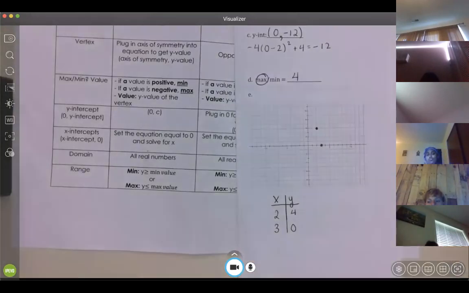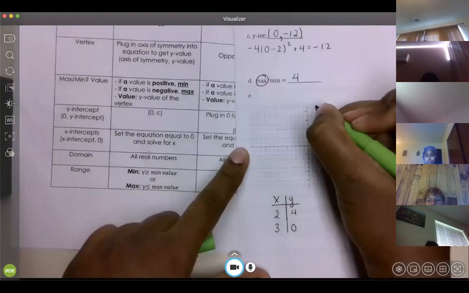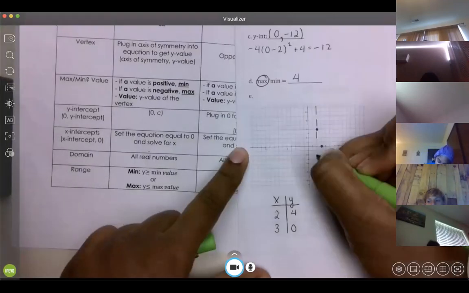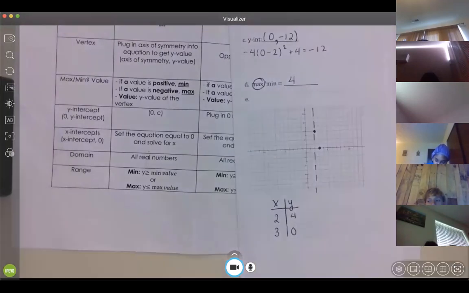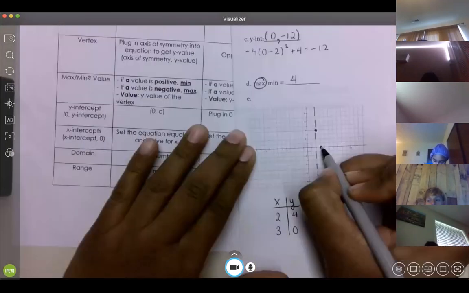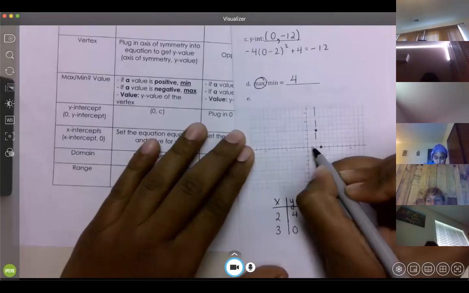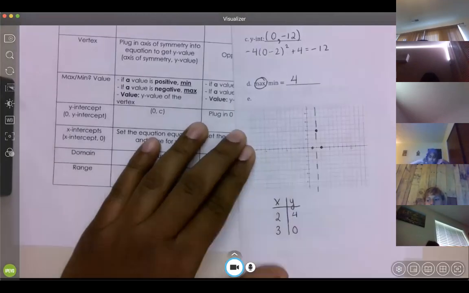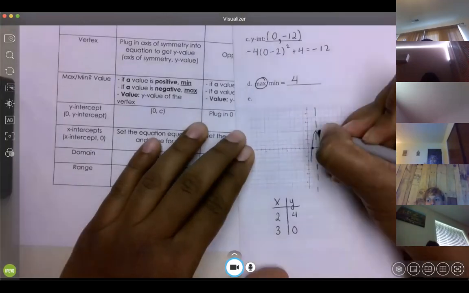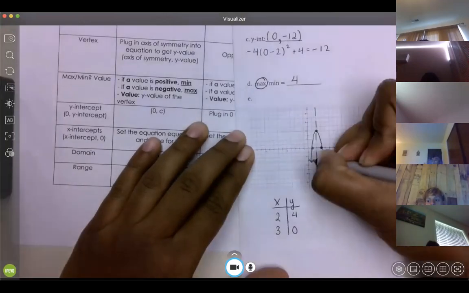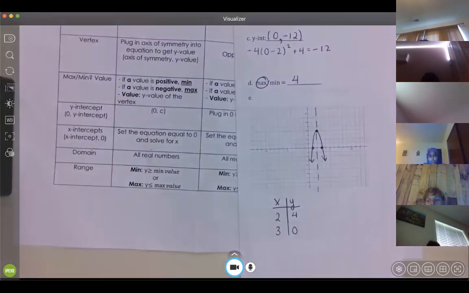Now you have enough to graph. You can draw your axis of symmetry going straight through the vertex at x equals 2. And then you can use the axis of symmetry to reflect 3, 0 over. So it used to be 1 to the right, but now it's 1 to the left. And then you're going to connect those together. And that's your parabola.